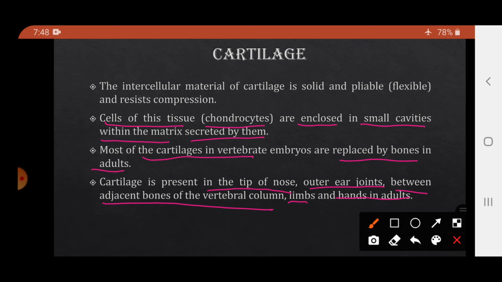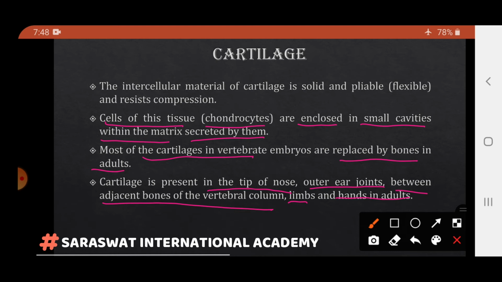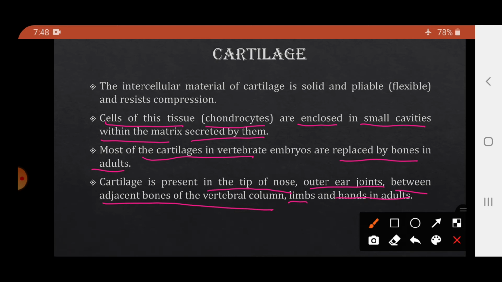So what is cartilage? Basically उसका matrix कैसा होता है? It is solid and pliable but resists the compression. Okay, ये matrix में small cavities होती है and ये cavities के अंदर कौन होता है? Cells of this tissue. And what are they called as?